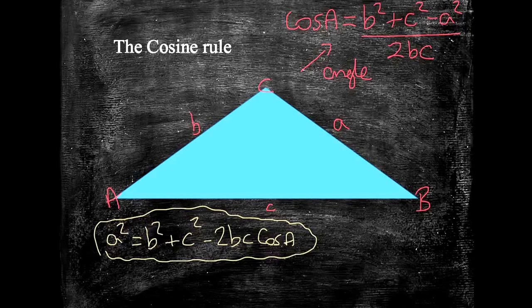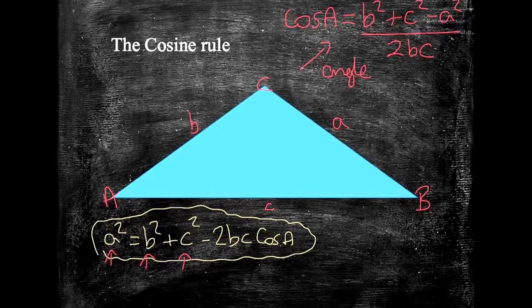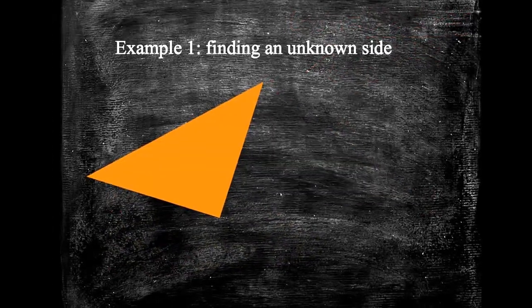And if you can't remember the rearranged version, don't worry, put all the values in that you've got for your A, B and C, and the bit that you're left with will be cos A. You're going to have to do some rearranging, and actually the cos A formula at the top right hand side is just a rearranged version of the one that you're given. We'll look at doing an example.